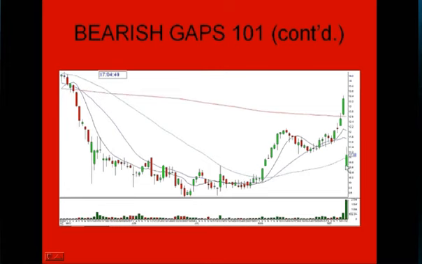This was today. This was GCOM. This gap did not work. Didn't work at all. And we're going to talk about that actually on Monday night.